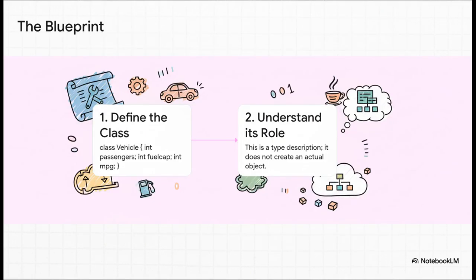Okay, let's make this super concrete. Forget houses for a second. Here we've got a class, our blueprint called vehicle. You can see right there in the code, it lays out the plan. It says that any vehicle we create from this blueprint is going to have a spot for how many passengers it can hold, how much fuel it has, and its miles per gallon. That's it. That's our master plan.